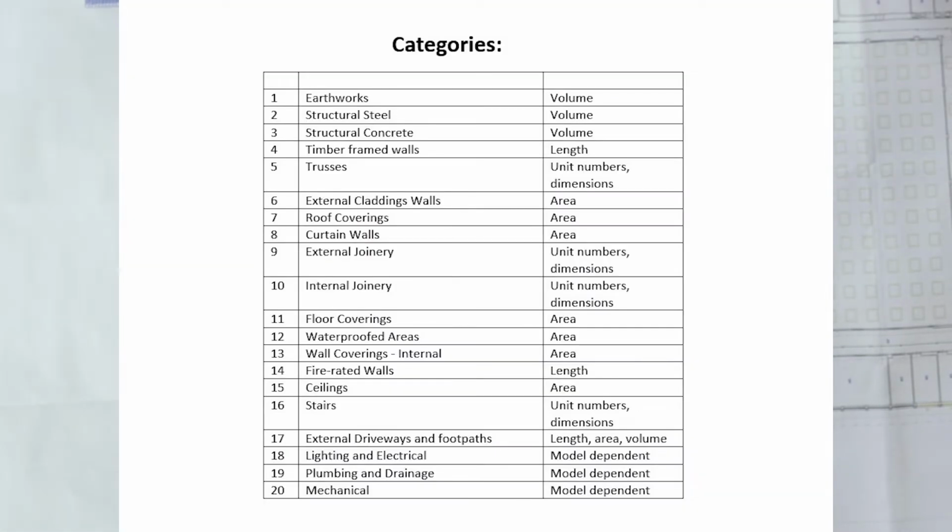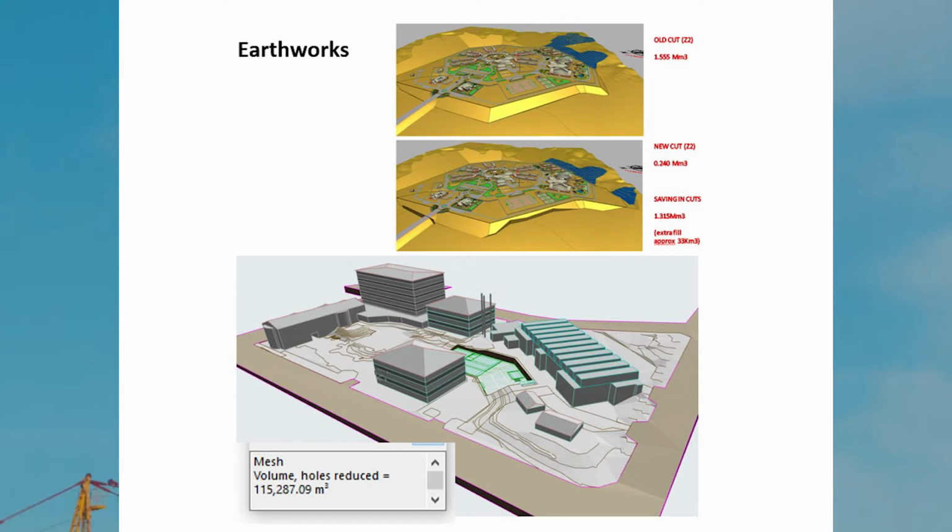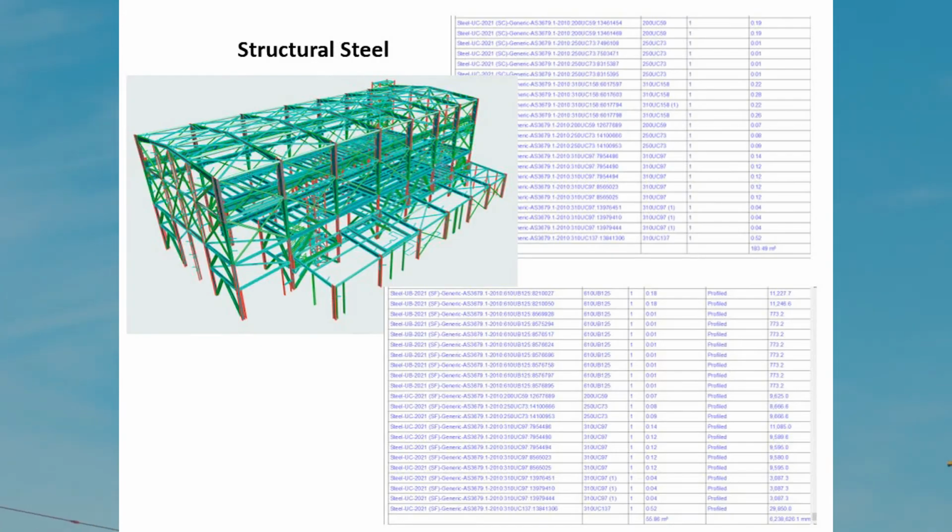We have a list of 20 key categories we extract data on from the model. For each category, we split data per type, building material, composite structure, or based on additional detail we can find in the model. Here are some examples. Earthworks, calculating volume of cuts and fills. Structural steel, volume of steel, length of beams and columns, even number of plates and fixings, subject to model development.